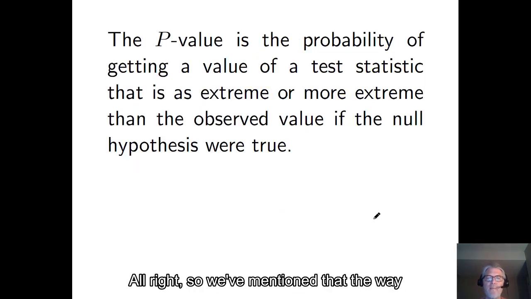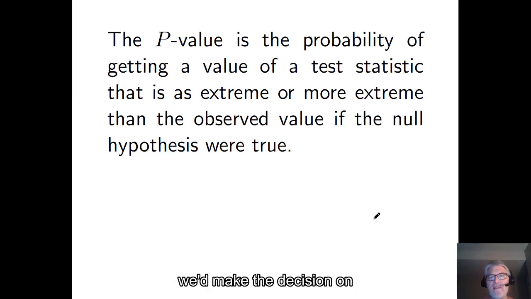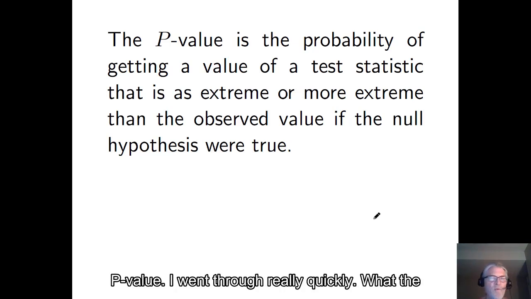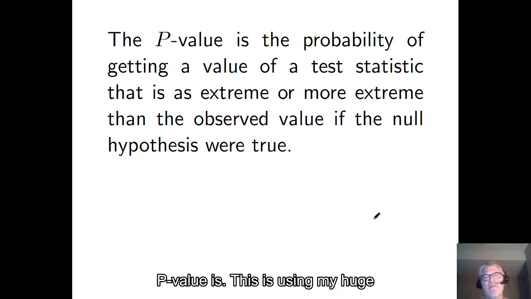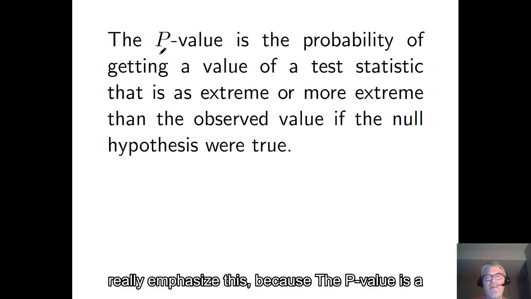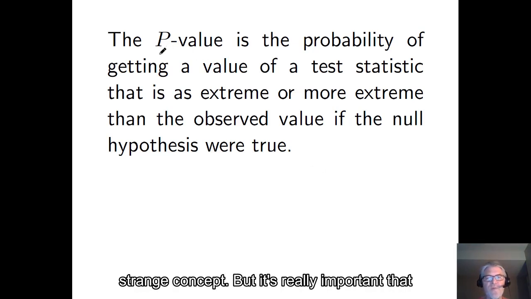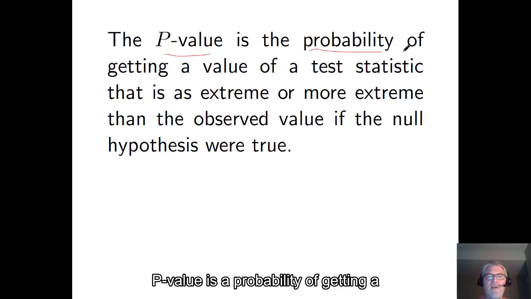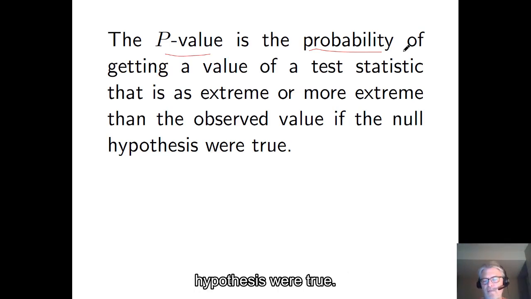All right, so we've mentioned that the way we'd make the decision on the null hypothesis is by calculating something called a p-value. I went through really quickly what a p-value is, but this is using my huge text here to really emphasize this, because a p-value is a strange concept, but it's really important that you understand this for the course. So the p-value is a probability of getting a value of a test statistic that is as extreme or more extreme than the observed value if the null hypothesis were true.